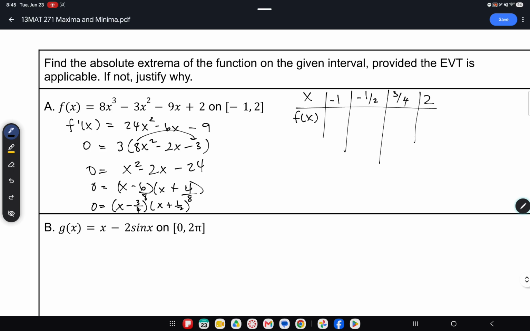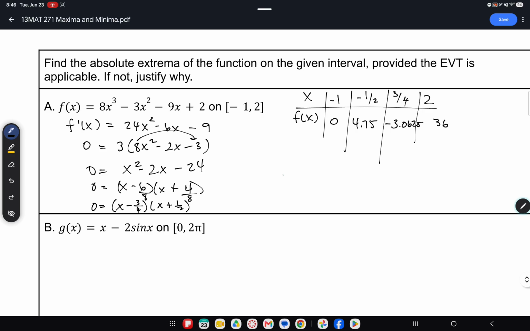So that's 8x cubed minus 3x squared minus 9x plus 2. And then I can evaluate the function. If you're on a normal graphing calculator, I think you can do second trace for the calc menu, and then you can do value. You can plug in the values. So -1 is going to give me 0. -1/2 is going to give me 4.75. 3/4 is going to give me -3.0625. And then 2 is going to give me 36.